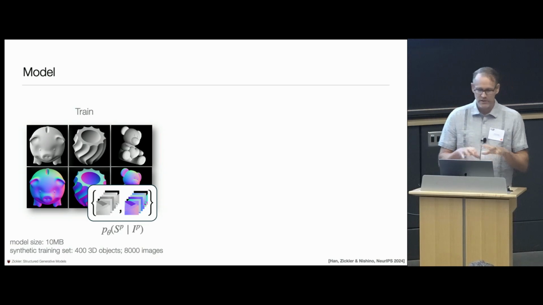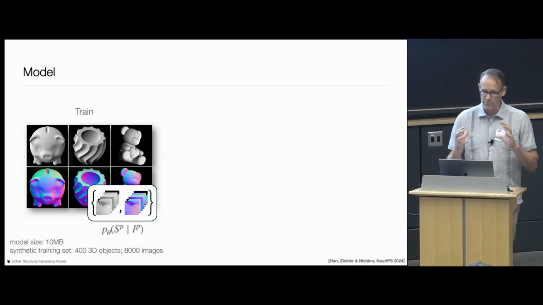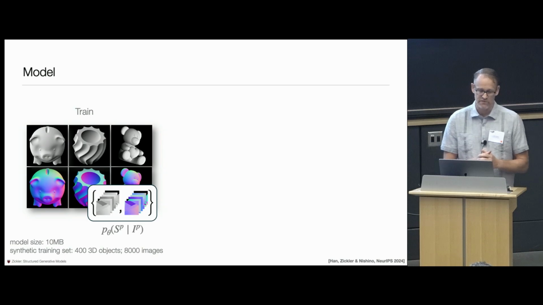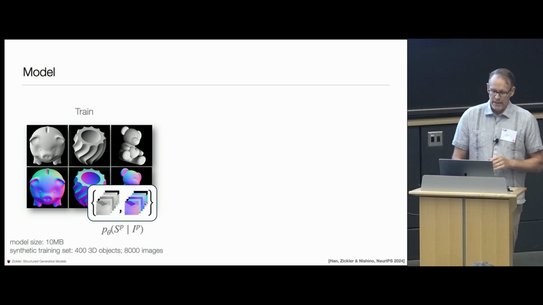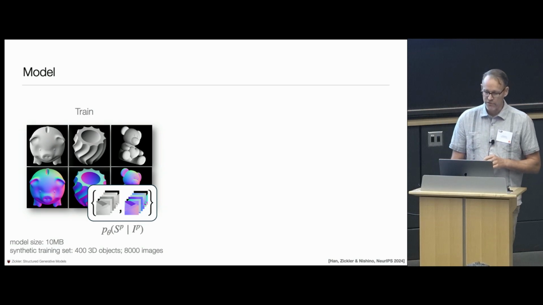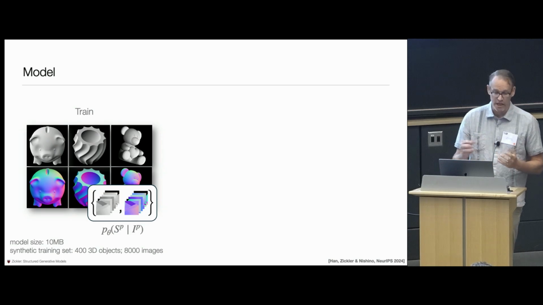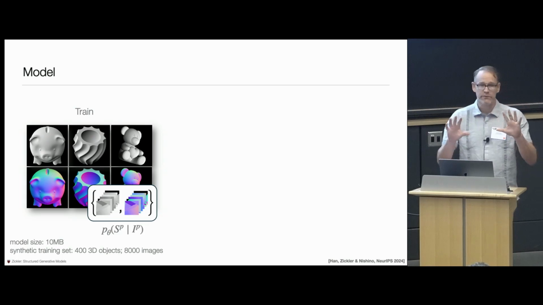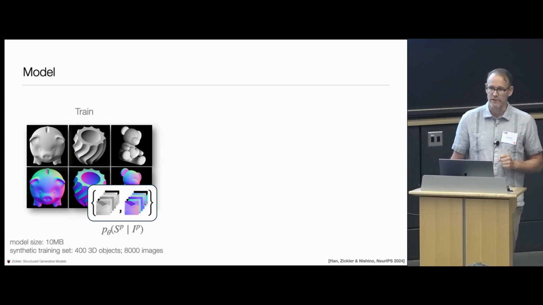So what we did is we just collected a small data set of 3D objects and rendered them using various viewpoints and lighting configurations. So this is all synthetic training data. And then just extract little 16 by 16 patches. And we train a little tiny 10 megabyte conditional denoising diffusion model that, given a sample of image, generates samples of shape represented by these little surface normal fields. And that's all the training we do. There's no more learning after that.